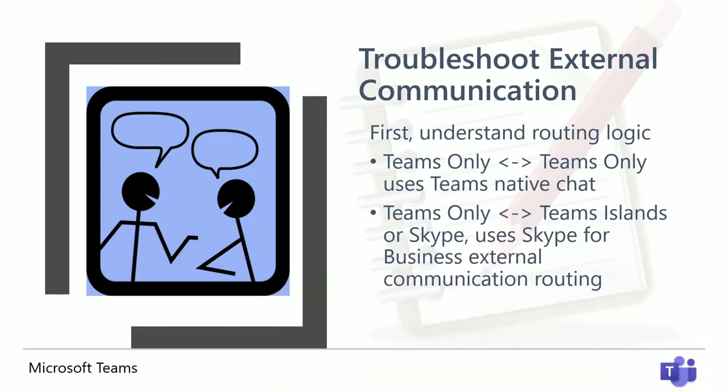To troubleshoot external access, we first need to understand the routing logic. I know I went through it quickly, but you can refer to the slides afterwards. Teams only to Teams only gets you native. Teams only to anything other than Teams only gets you an interop chat that rides the rail of Skype for Business Online routing, okay?